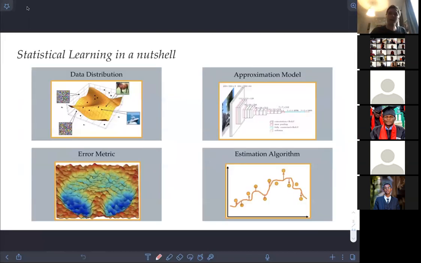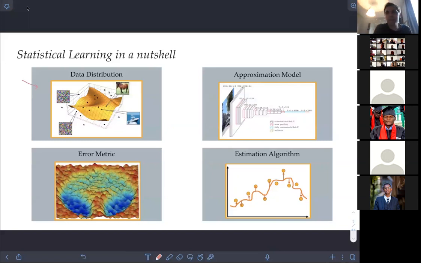Okay. So I'm not sure you had in this master series a dedicated class on statistical learning. Probably yes, but here I just want to keep things pretty high level and give you what I think are, in a nutshell, if I had to summarize it in one slide, the main ingredients of statistical learning, understood as the task of extracting information from possibly high dimensional and noisy data. There are basically four main ingredients. The first one is the data distribution.